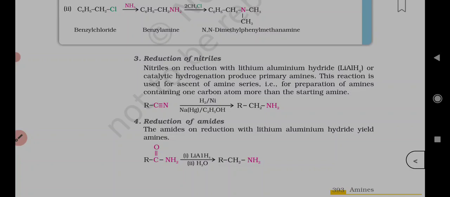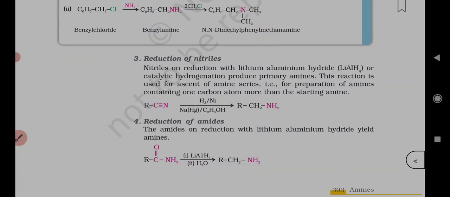And this propane nitrile on reduction with lithium aluminum hydride, or with catalytic hydrogenation, like in the presence of hydrogen and nickel, or sodium amalgam in the presence of ethyl alcohol, we'll get propan-1-amine, propanamine.